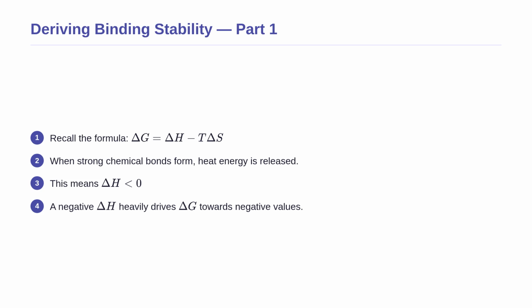Now that we have used this formula, let us understand the thermodynamic reasoning behind why it works. In the physical world, systems naturally want to move towards a state of lower energy and higher stability. When a drug binds to a target, it forms chemical bonds. If these bonds are strong, like hydrogen bonds, heat energy is released. This makes the change in enthalpy, delta H, a negative value. A negative enthalpy heavily drives the entire equation towards a negative delta G. This mathematical proof of stability is exactly what the computer is evaluating when it scores a potential drug.